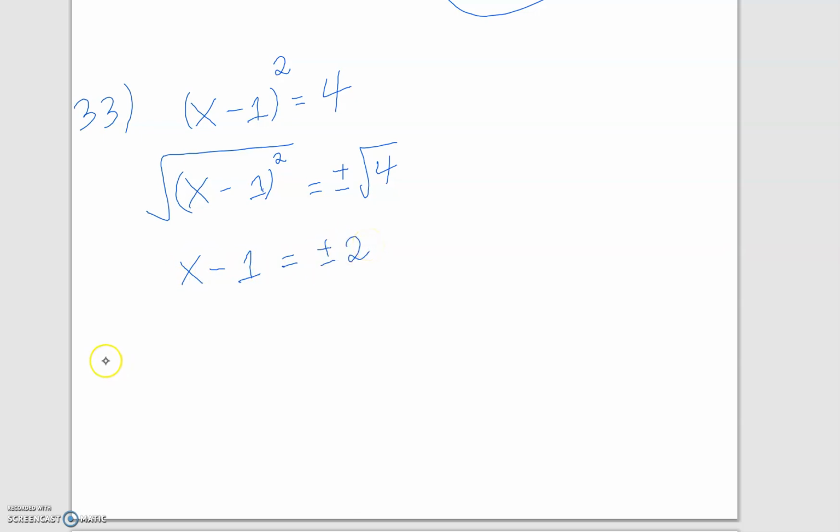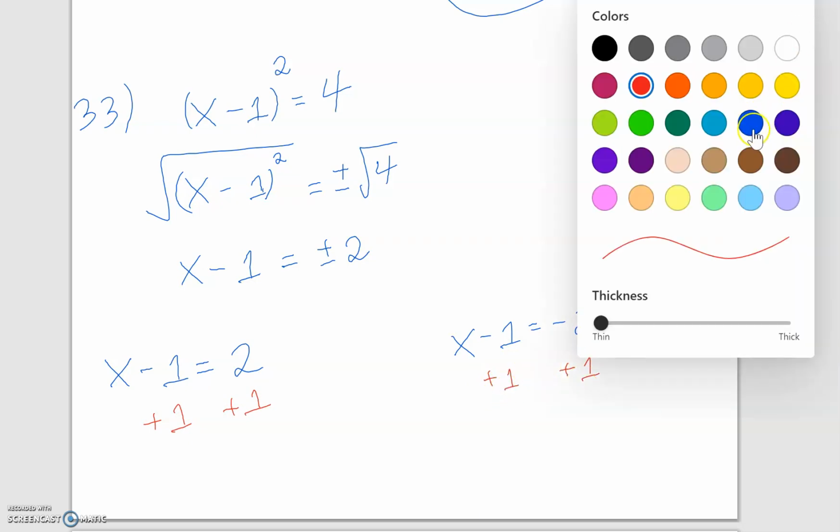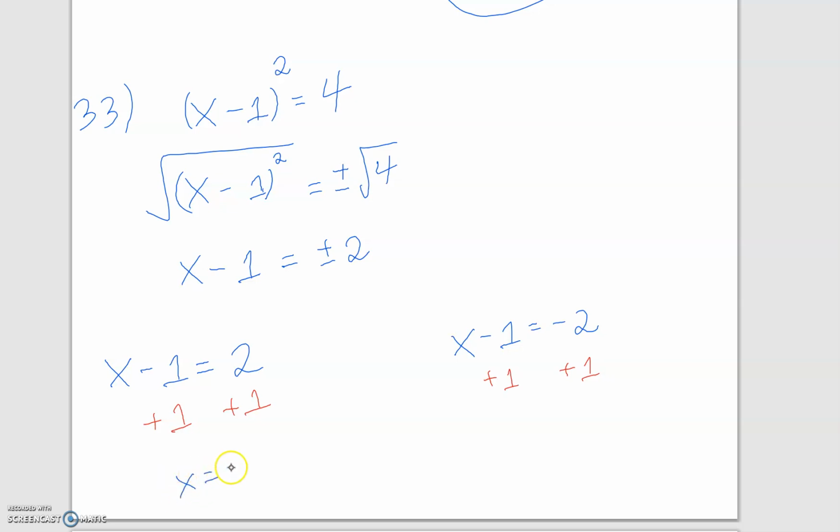This is going to give me two equations here: x minus 1 equals positive 2, and x minus 1 equals negative 2. Solving for x, we have x equals 3 as one answer, and x equals negative 1 as another answer.